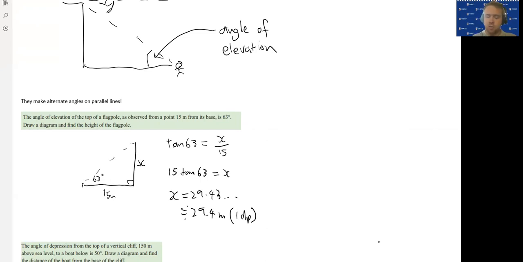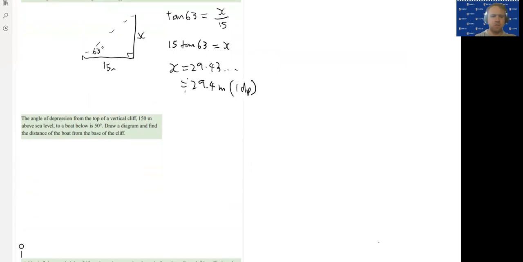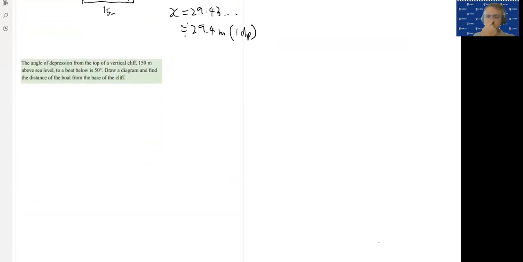Okay, so you see, we drew our diagram, and then we used our trigonometry. You're almost creating your own question in a way from the information you're given when you draw your diagram. Okay, let's give ourselves a bit more space here. We've got another question. So we've got a vertical cliff, 150 meters above sea level.